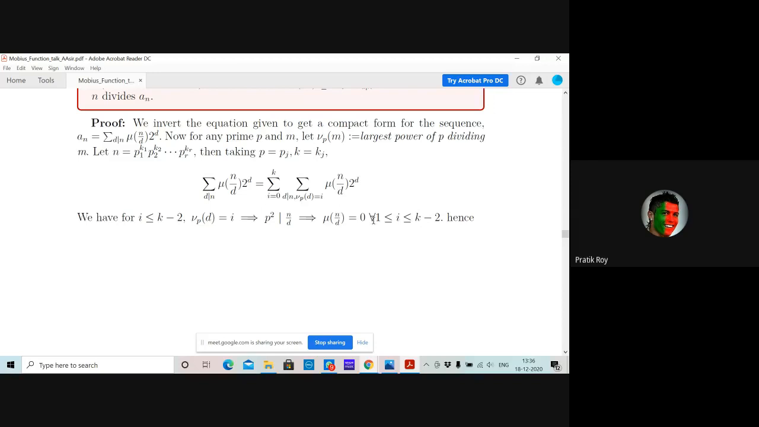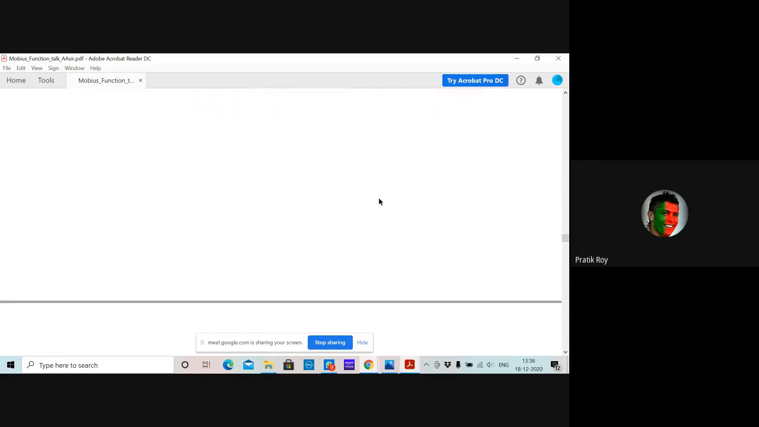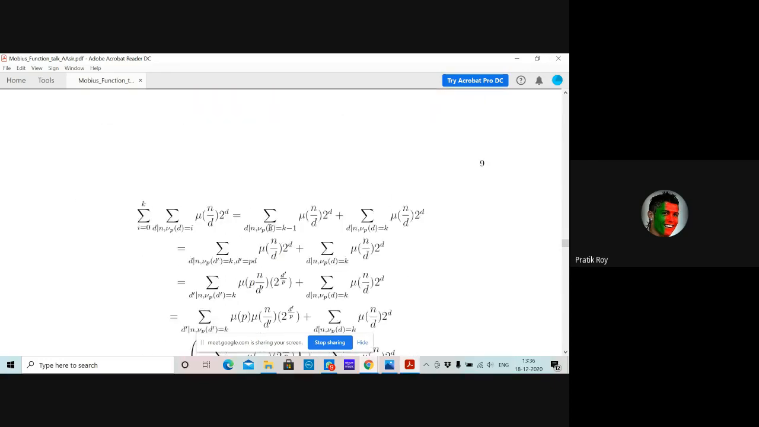The terms for i from 0 to k minus 2 will vanish because mu of n by d would be 0. So the only terms that will remain are those for which the highest power is k minus 1 and for which the highest power is k. These two terms will only survive, others will vanish. Okay.